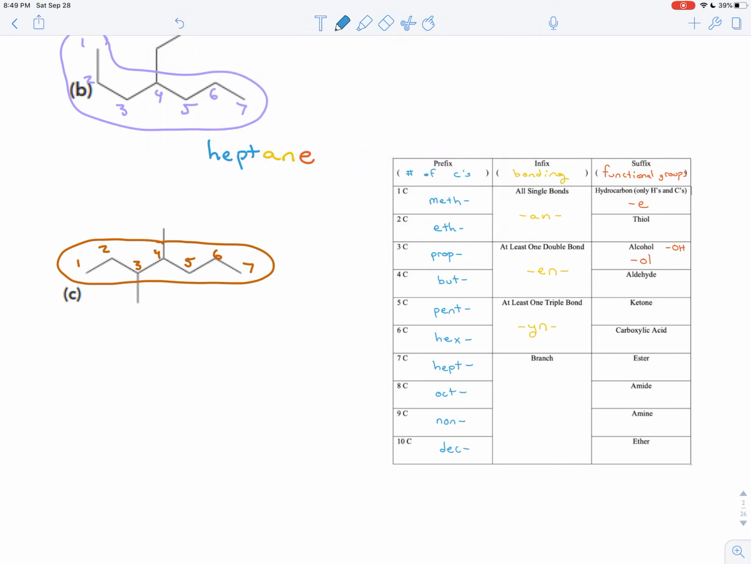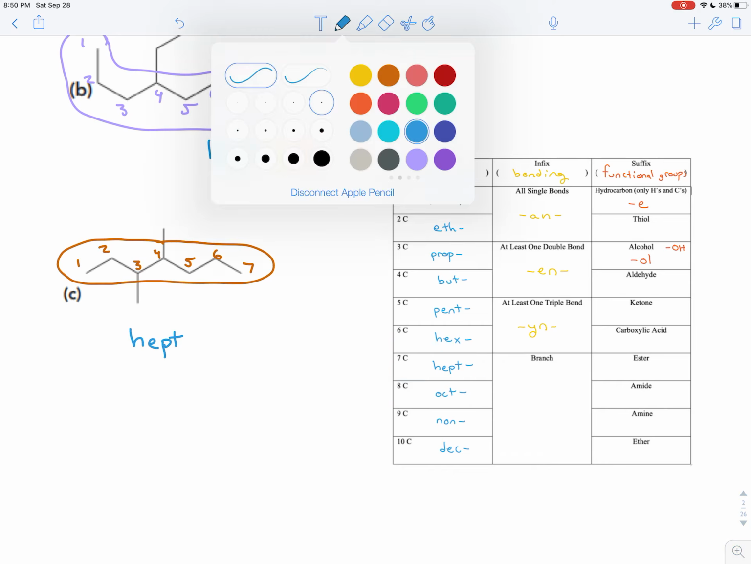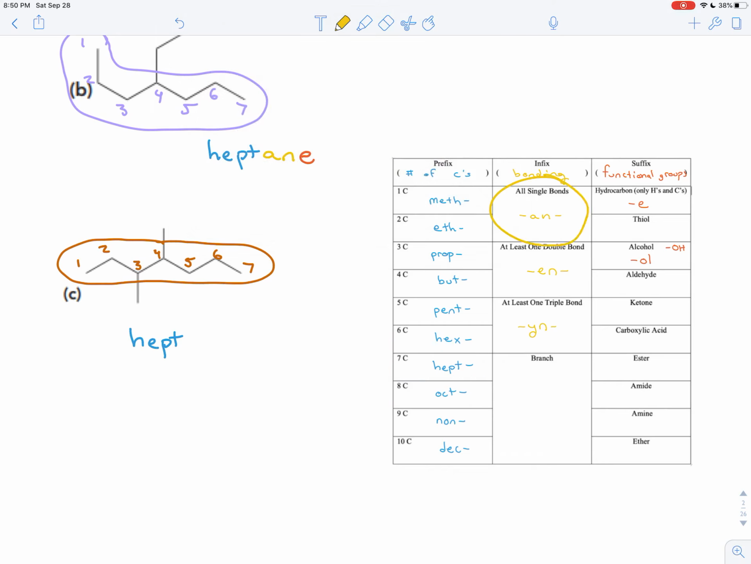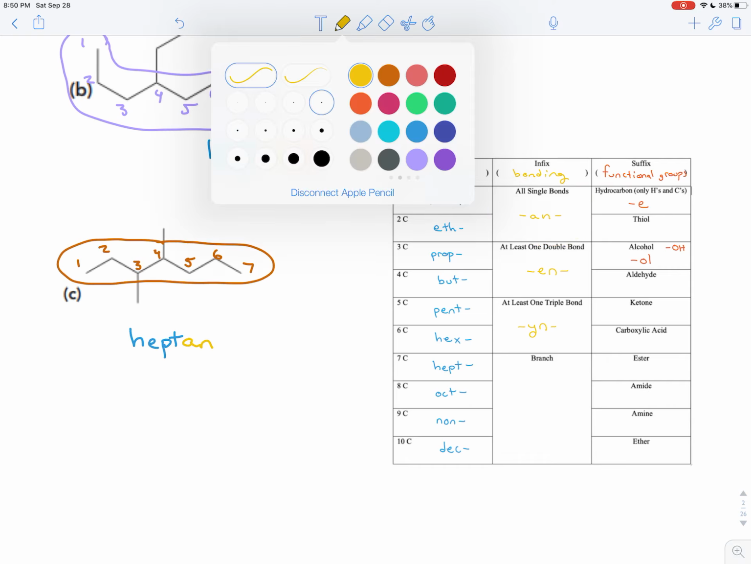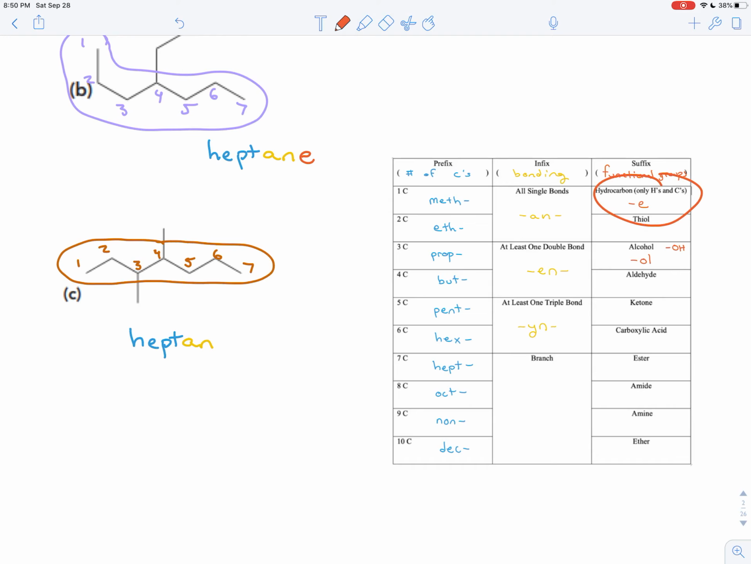So now we'll talk about how to name the branches in a future problem, a future video, but first let's just name that backbone. There are 7 carbons. Prefix for 7 is hept. There are all single bonds in that backbone. All single bonds, the infix is AN. And it's a hydrocarbon. Only hydrogen and carbon in the molecule, so the suffix is E. And so the name for that backbone, again, would be heptane.